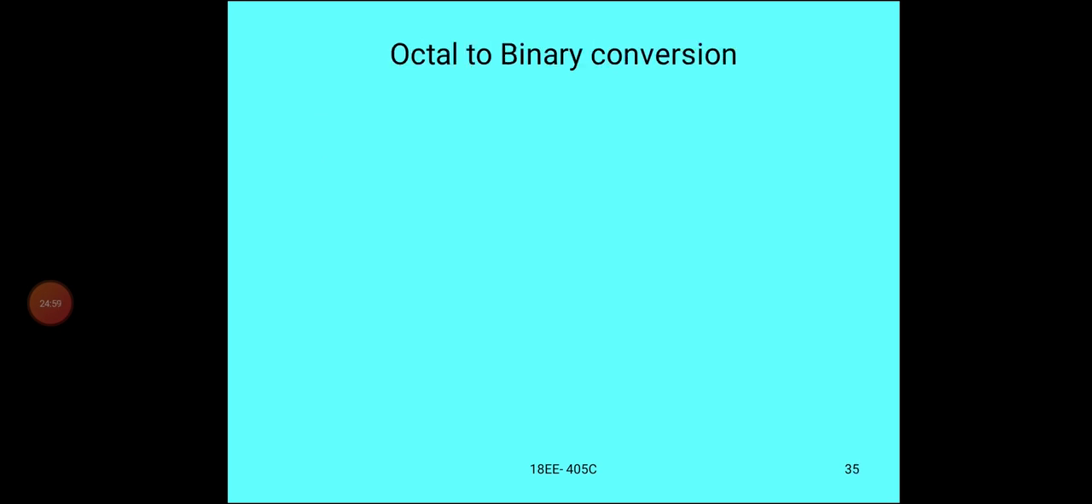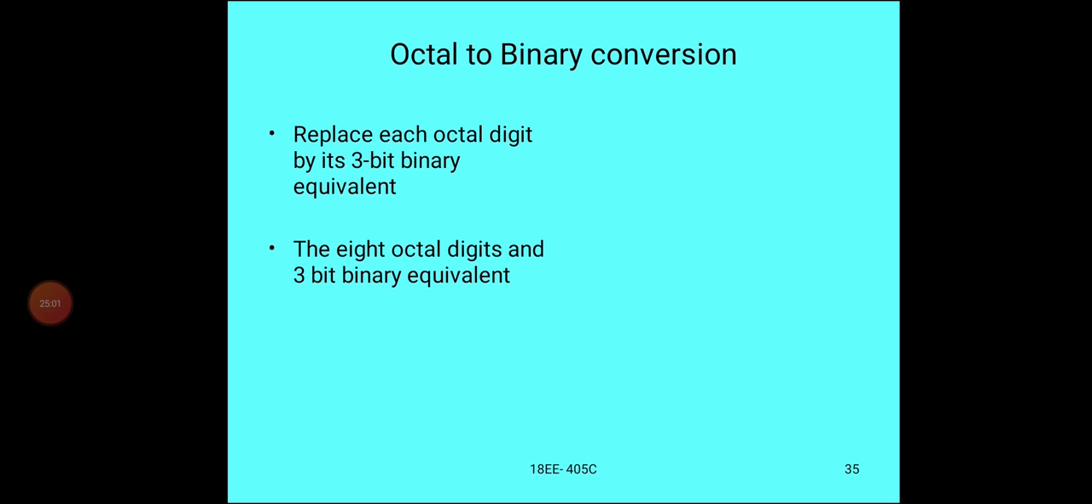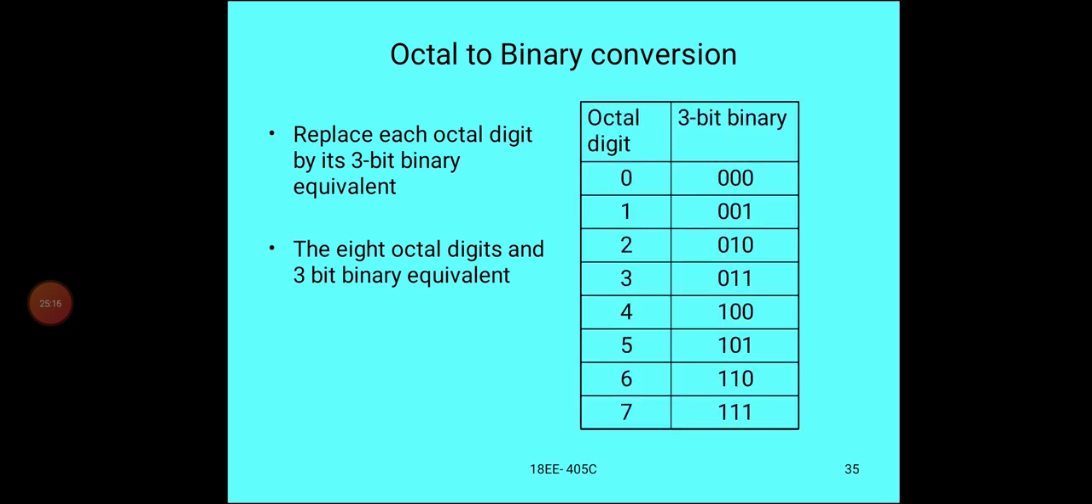Octal to binary conversion. Replace each octal digit by its 3-bit binary equivalent. The 8 octal digits and their 3-bit binary equivalents: 0 means 000, 1 means 001, 2 means 010, 3 means 011, 4 means 100, 5 means 101, 6 means 110, 7 means 111.